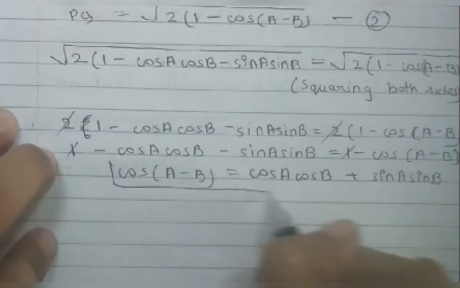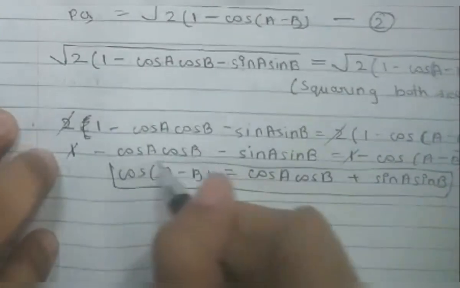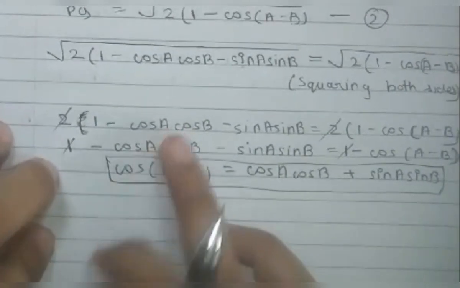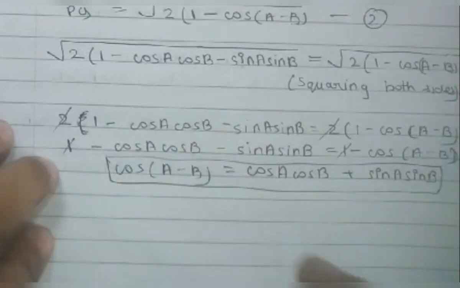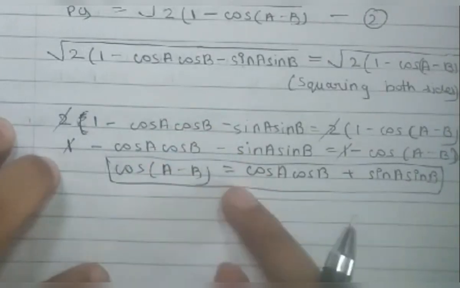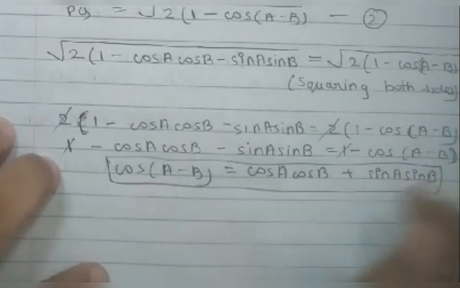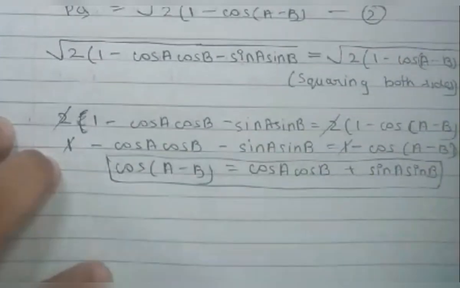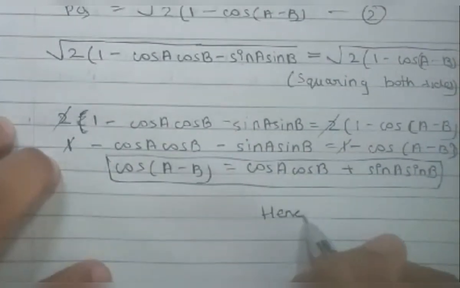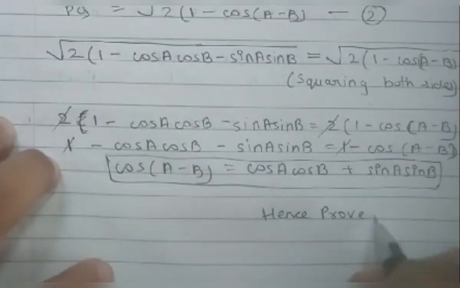So we have got our proof. We had to prove this only: cos of A minus B, where A minus B is a compound angle. Cos of A minus B is cos A cos B plus sin A sin B. We have proved it. So hence proved. So this was theorem 1.